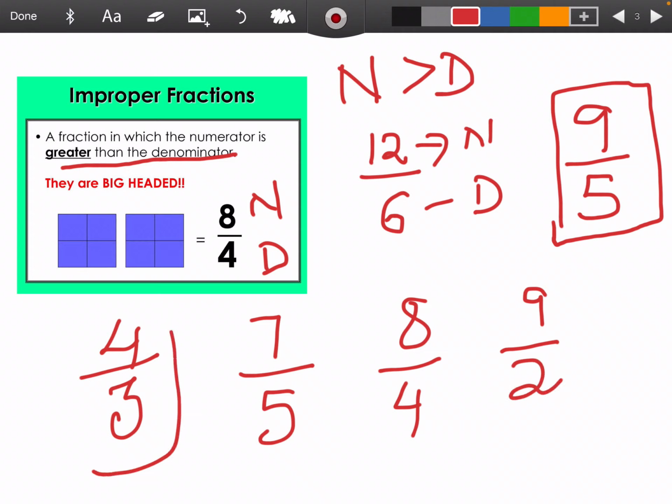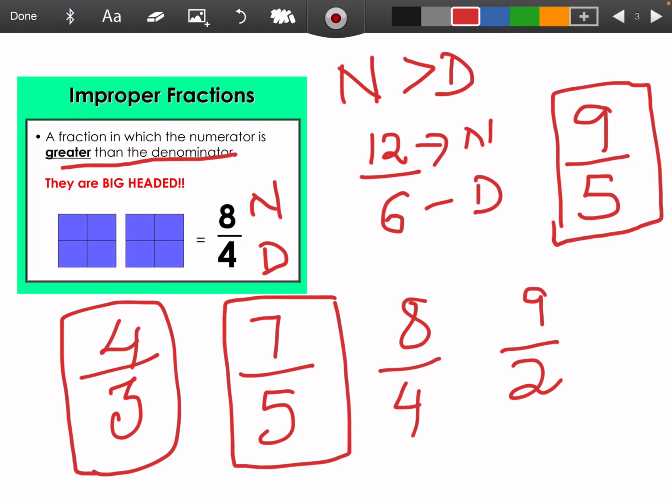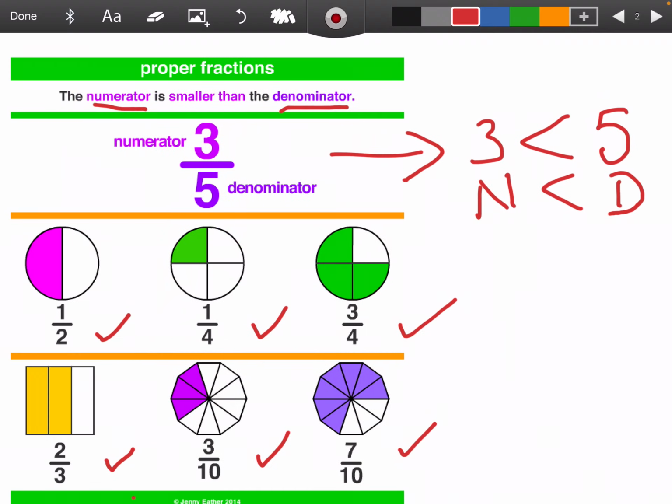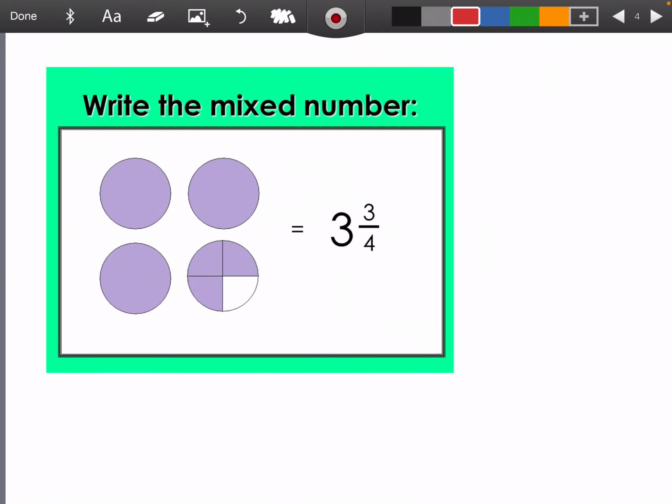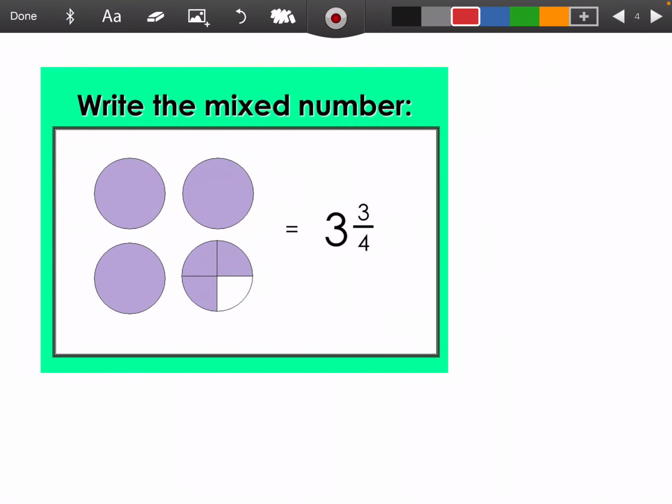Anytime you see a fraction in which the numerator is greater than the denominator, that kind of fraction is referred to as an improper fraction. So it should be clear now. A proper fraction is one in which the numerator is less than the denominator, and an improper fraction is the one where the numerator is greater than the denominator. Now what's the third type of fraction? Here, as you see on the screen, you can see a mixed number. A mixed number or a mixed fraction.